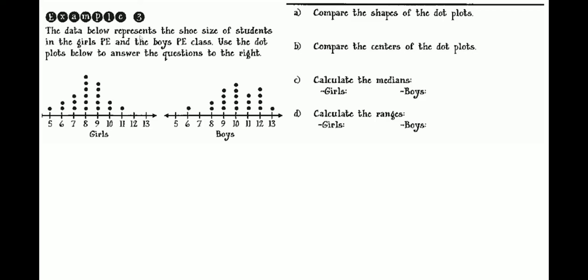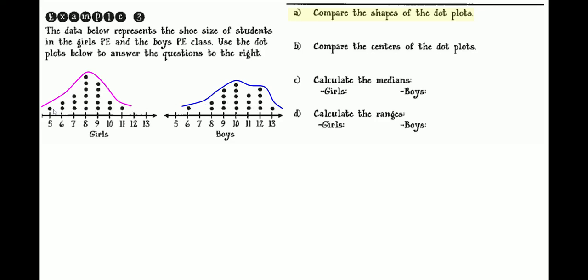The data below represents the shoe size of students in the girls' PE and the boys' PE class. Use the dot plots to answer the questions to the right. So here you have the dot plot for girls and the dot plot for boys. You'll notice a couple things. If we compare the shapes of the dot plots, we can see that the girls seem pretty symmetrical. It peaks out around here. The boys, a little bit less symmetrical, but there's more information over here.